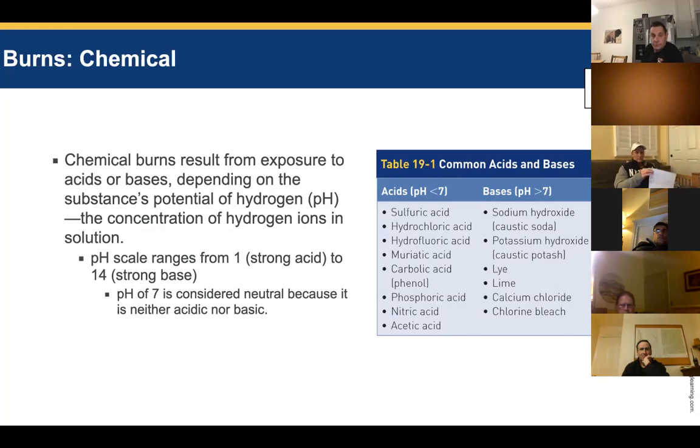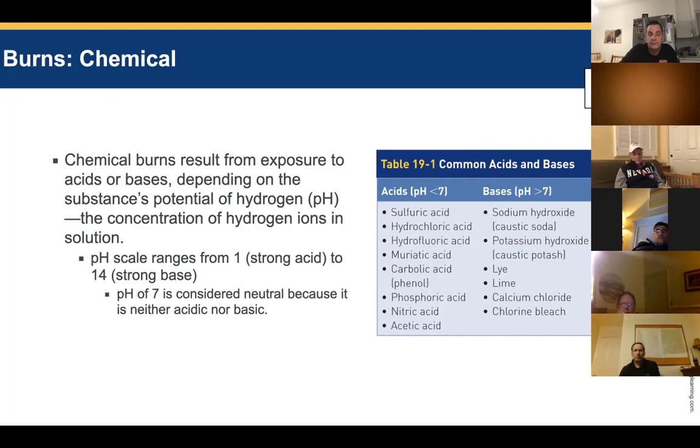Chemical burns result from either exposure to acid or a base, depending on the substance's potential pH, hydrogen ions in the solution. We talked about this before too. In my last lecture, the body's always trying to maintain pH balance, 7.35 to 7.45, I believe it is. So anything less or more, then it's classified as an acid or a base.